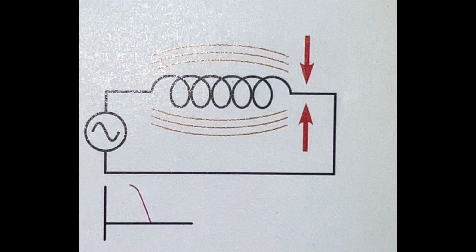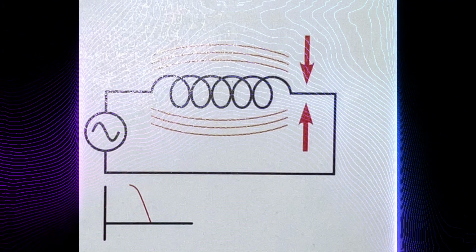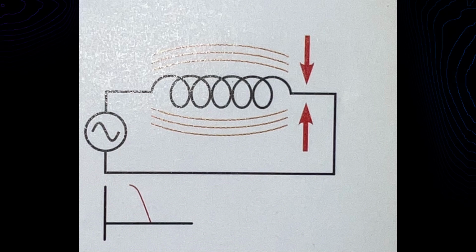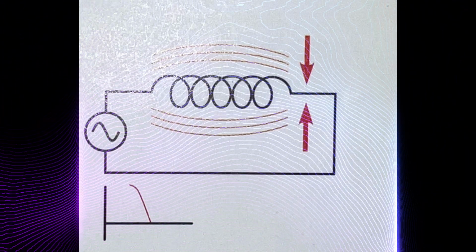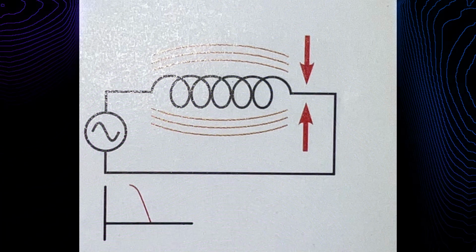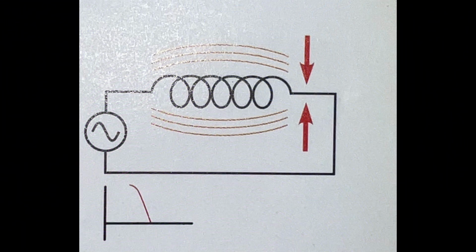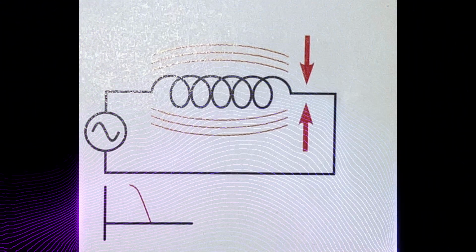In a pure resistive circuit, the true power, or watts, is equal to the product of voltage and current. In a pure inductive circuit, however, no true power, or watts, is produced.